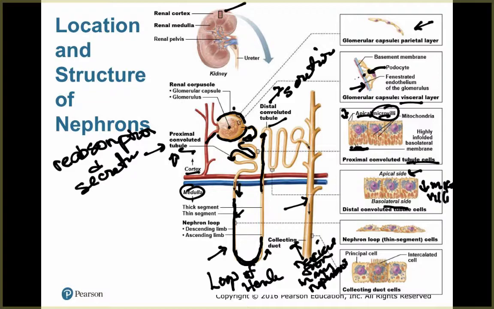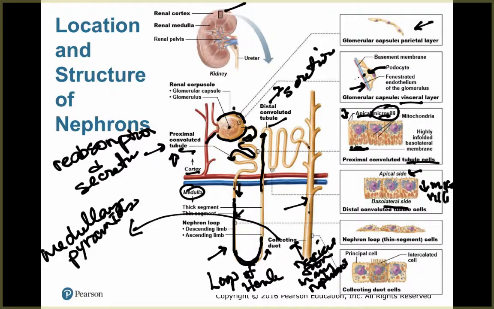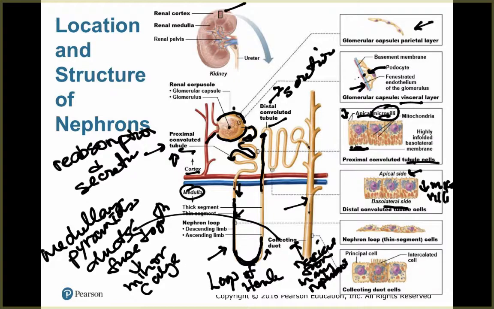And so the collecting duct, I'm going to move this over here so I have more room, basically runs through the medullary pyramid. And that's what gives them the striped appearance that you see. And ducts fuse together, right? So ducts will fuse together to basically make what are known as the minor calyx there, right? So that essentially is the structure of the actual nephron.